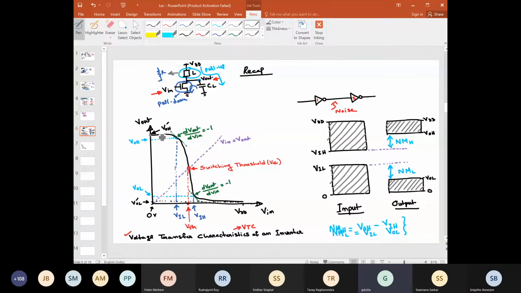The maximum output voltage will occur when the input voltage is 0, right? If the input voltage is 0, you can see here, then you get the maximum output voltage. Similarly, as this is an inverter, if the input voltage is maximum, which is nothing but equal to VDD, then the output voltage would be minimum. This is the minimum output voltage, and we have denoted that voltage by VOL dash, right? So these two points are clear.